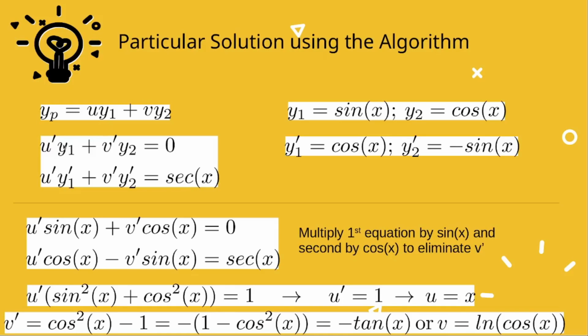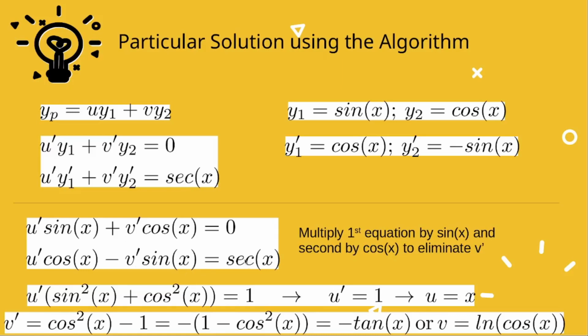And we also have two relationships from our algorithm, that is u' y1 plus v' y2 is 0, and then u' y1' plus v' y2' is secant x. So I can plug in for y1 and y2, which are sine x and cosine x, into my first equation. I get u' sine x plus v' cosine x is equal to 0. And then I take the derivatives, y1' is cosine x, y2' is minus sine x. So I can plug that into this equation here and write u' cosine x minus v' sine x equals secant x.